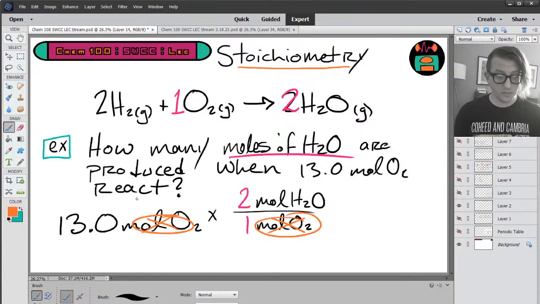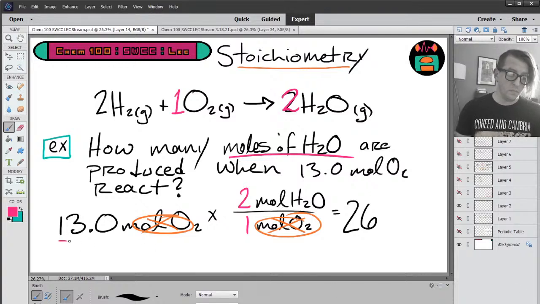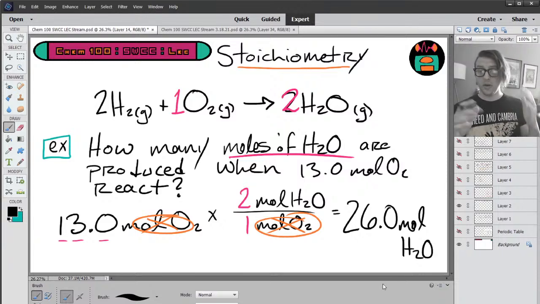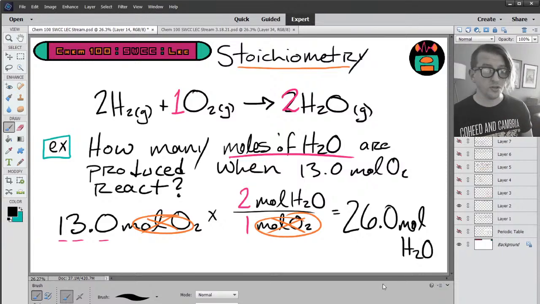Now we crunch our numbers. When you multiply 13 by 2, your calculator will tell you that your answer is 26. But we need to have 3 sig figs, so we need to add a 0. 26.0 moles of water are produced when 13.0 moles of oxygen react. All right?